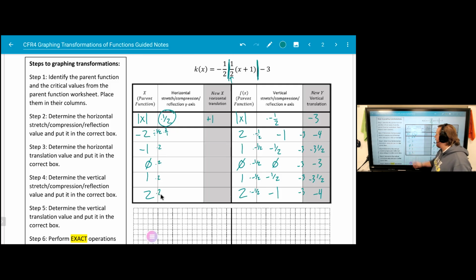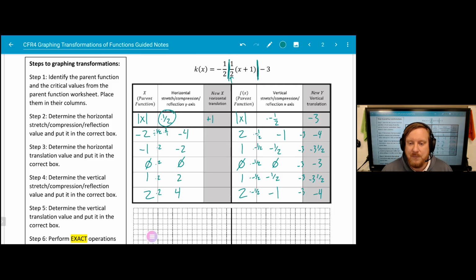So I'm actually multiplying everything here by 2. Negative 2 times 2 is negative 4. Negative 1 times 2 is negative 2. 0 times 2 is 0. 1 times 2 is 2, and 2 times 2 is 4. So we've taken care of the first box for horizontal. Now we need to do the second box.